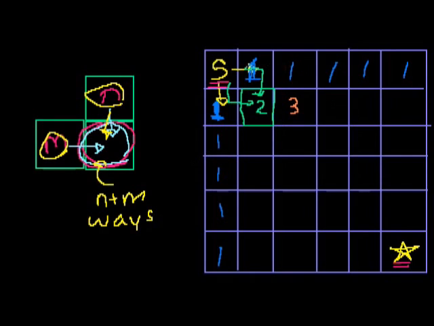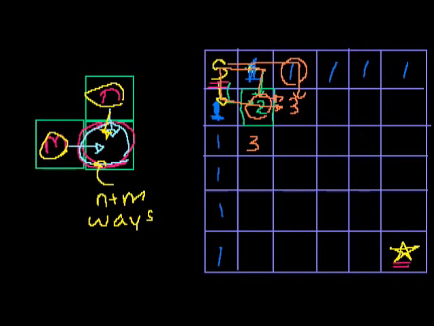So I could go all the way to the right. That's 1. I could go this way, 2. Then I could go down that way, 3. And notice, out of all of the 3 ways to get here, 1 of them comes from this cell, and 2 of them come from this cell. So that makes sense relative to the intuition I just gave you. So let's just fill out this box. This one's going to be 1 plus 2 is 3 as well.